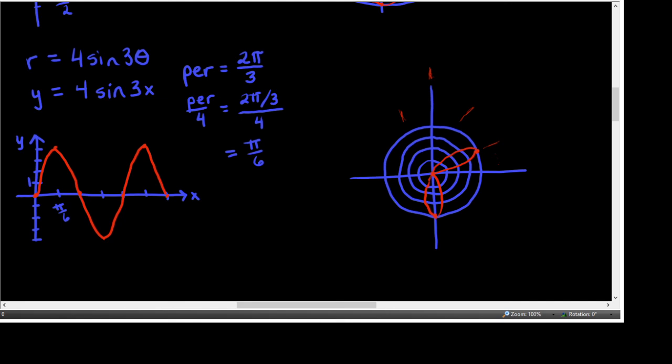Then we get to the next mark, 1, 2, 3, 4, 5 pi over 6, and we should be out to 4. So at 5 pi over 6, we're out to 4, about right there. And the radius is increasing between those two angles until we get out there. Then 1, 2, 3, 4, 5, 6 pi over 6, which is pi, we should be back to the pole. So we're going to decrease our radius values between 5 pi over 6 and pi until we get back to 0.